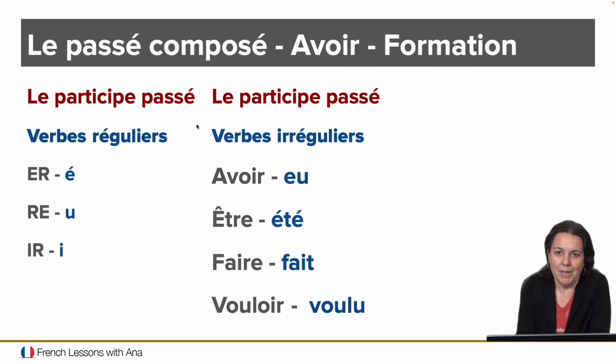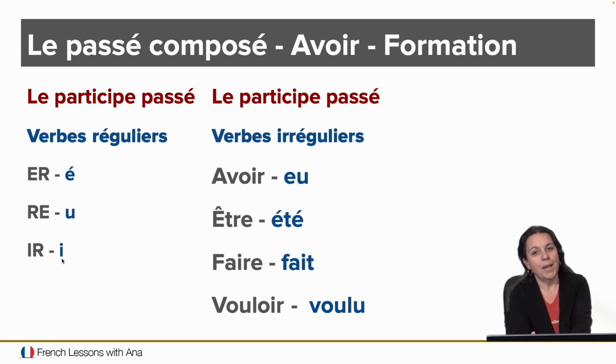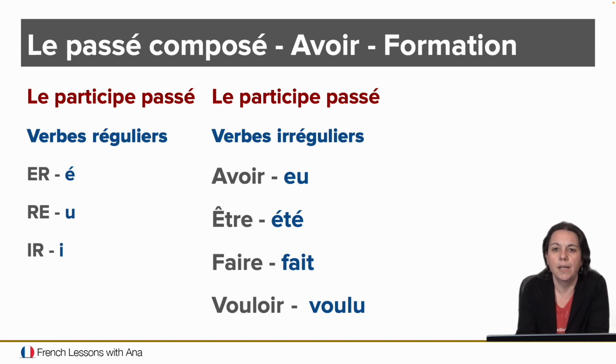Le participe passé, which is the past participle of regular verbs, in French is quite simple. ER verbs, we drop the ER and we change it to E, accent aigu. This accent aigu means it goes from the left to the right. If it's an RE verb, we drop the RE, we replace it with U. And if it's an IR verb, we drop the R and we just leave the I by itself. In English, the past participle is usually expressed with ED, worked, for example.